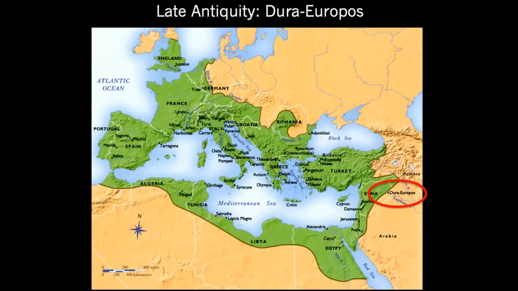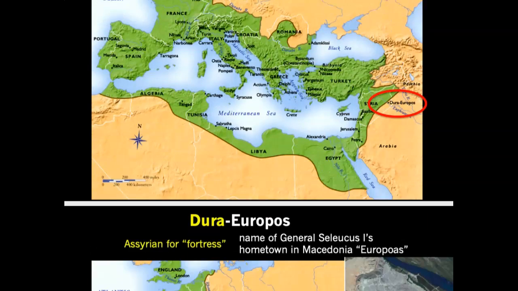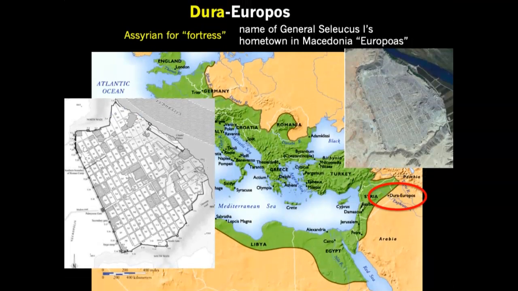And the name Dura-Europos comes from, well, the general under Alexander. I know, you guys, your brains, this is how my brain works all the time, this constant kind of overlap. So the city of Dura-Europos.